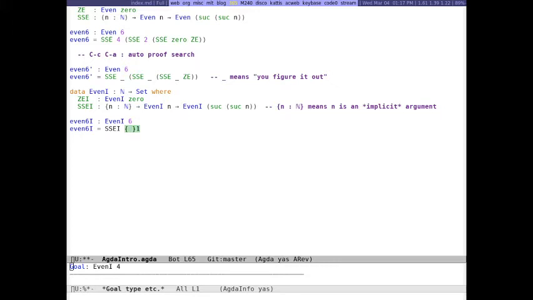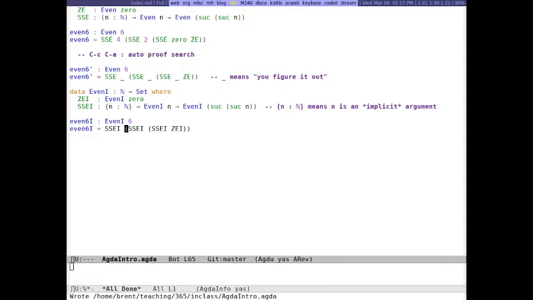And again, Agda is plenty smart enough to just figure out what this is going to be. If I hit Control C, Control A, it just fills in the rest of the proof. Now those n arguments are still there implicitly; Agda is figuring them out and sticking them in there, but we don't have to actually write them. Okay, so that's nice.